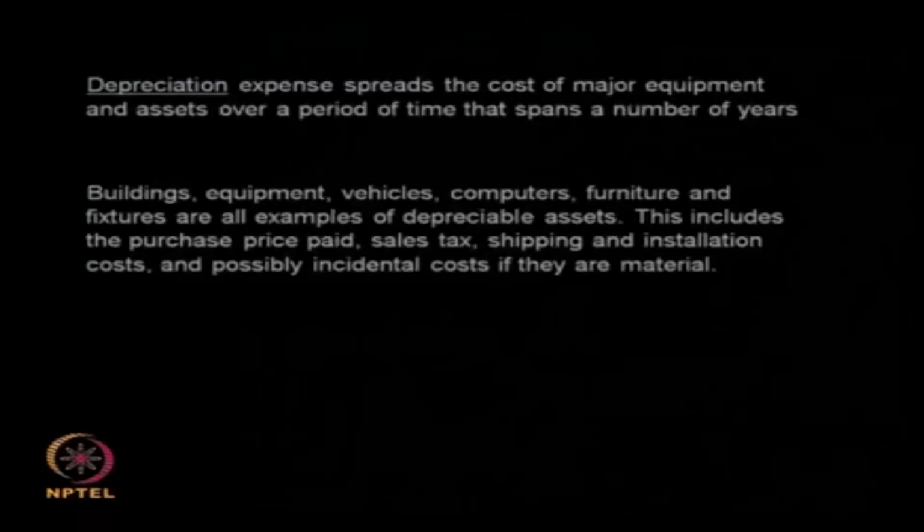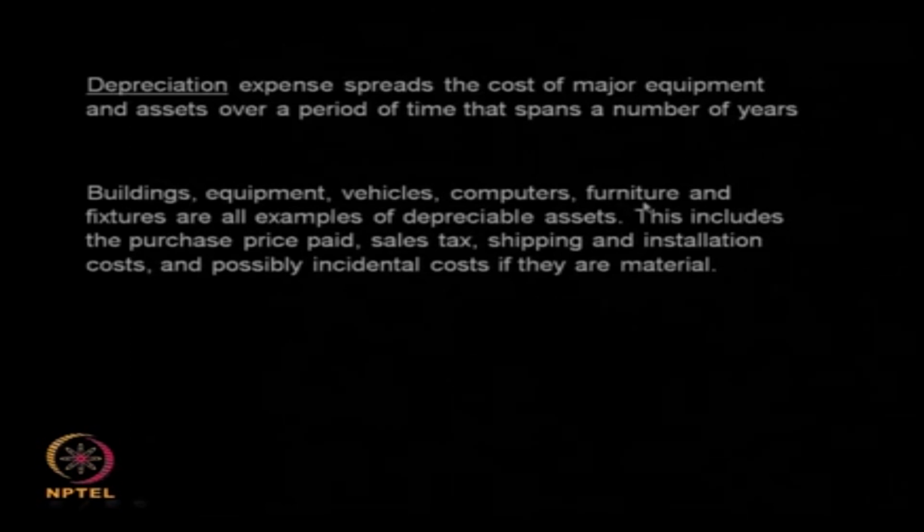You buy a laptop today for say 50,000 rupees, if you sell it next year, nobody will buy it for 50,000 rupees, they would like to buy it for 30. After 2-3 years it will be just throw away, 10,000 rupees, 5,000 rupees. So, practically every hardware gets depreciated over a period of time. So, buildings, equipments, vehicles, computers, furniture, fixtures, they all get depreciated.